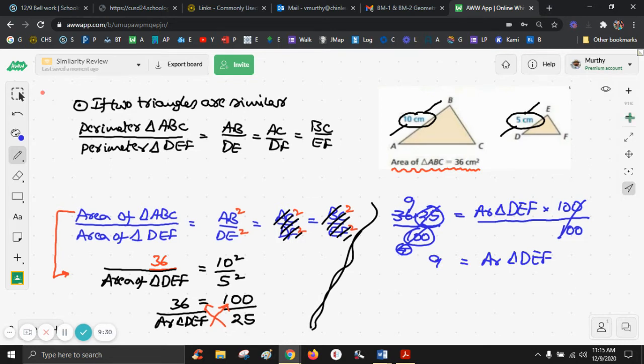Here I see that the units are given as centimeters. So I say that it is 9 centimeters square. That's the area of triangle DEF. Now, let me copy this question and paste it in the next page. Okay. I'm going to make a small modification.